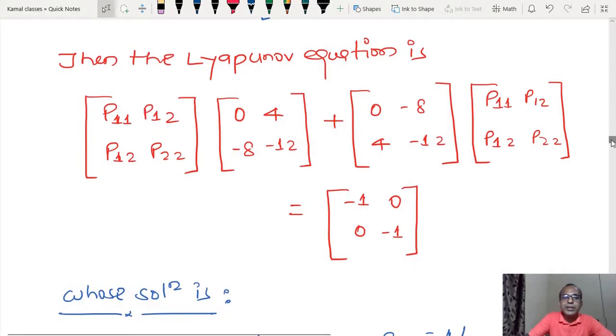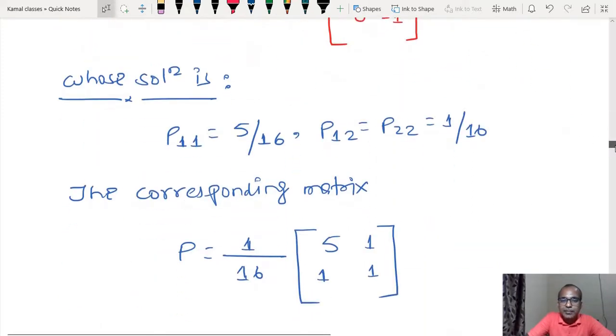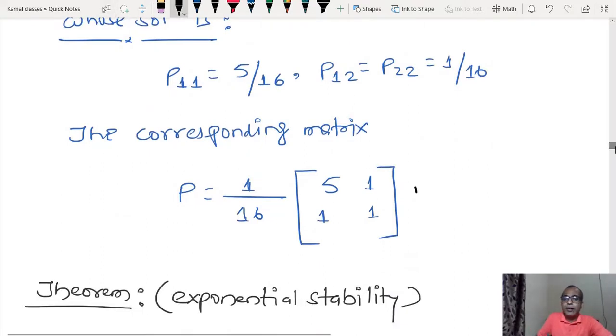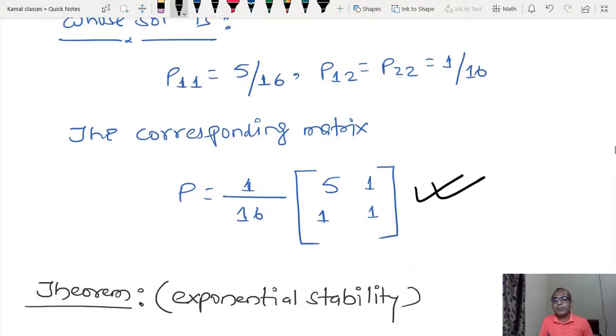If you solve this matrix equation, what kind of result am I going to get? Please verify by yourself. You can see that this kind of matrix comes into the picture. Okay, so Sunidhi, could you please comment whether this is positive definite or not? Yes, sir. This is positive definite. You can see that 5 is positive, and after that the determinant of this is also positive.